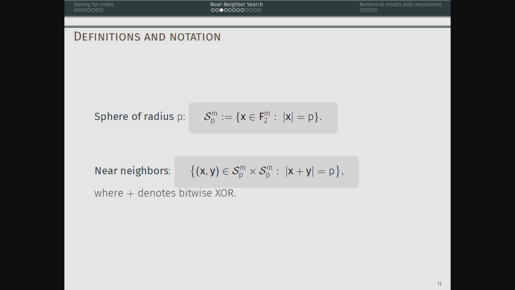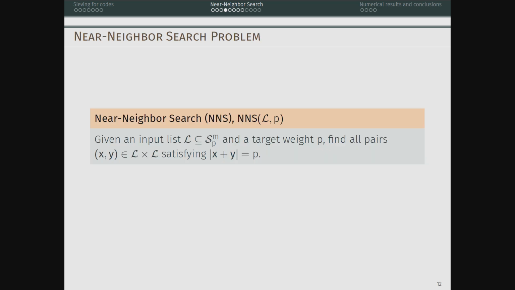We call near neighbors the vectors x and y that are on the sphere of radius p and are exactly at distance p. As you can see from the notation, we use plus as the bitwise XOR, which means you have a distance p in the Hamming space. Equivalently, if the two vectors are already of weight p, being at distance p means that they overlap in exactly p over 2 positions, which is something we'll use throughout the rest of this talk.